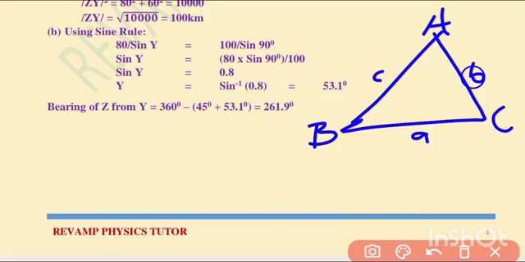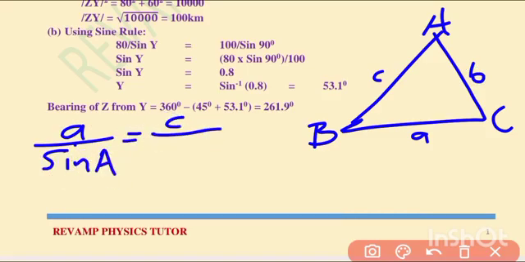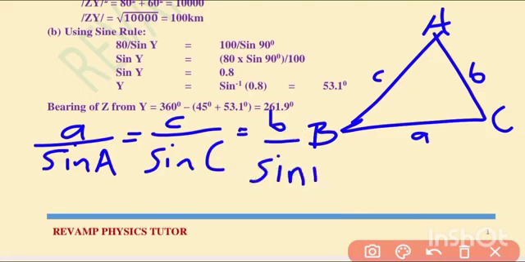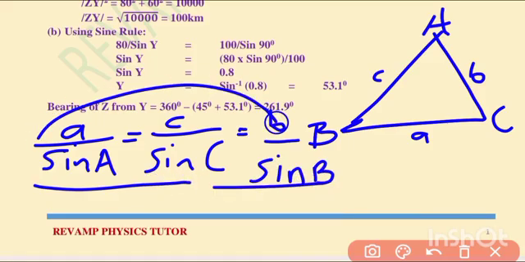So what the sine rule says is that a side over the sine of the angle facing that side is equal to another side over the sine of the angle facing that side, which is equal to another side over the sine of the angle facing it. So you can equate any two of them to each other. That is what the sine rule is talking about.